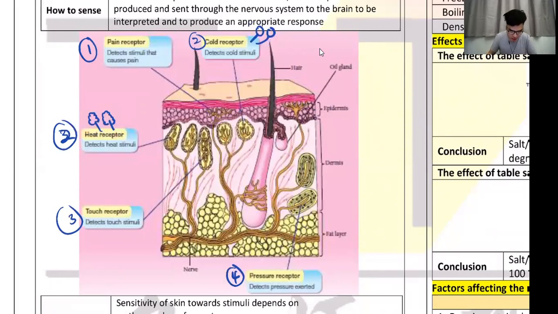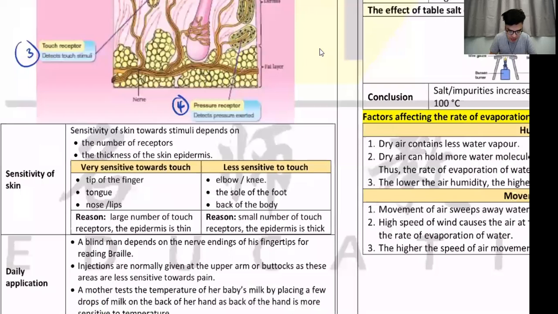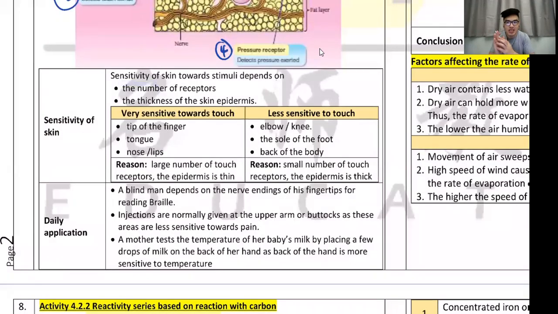So anyway, this next part is a very important part. Sensitivity of skin, kepekaan kulit. How sensitive your skin is. You know that the fingertip is very sensitive, whereas your elbow here, not so much. That's why when you pinch here, it's not painful.